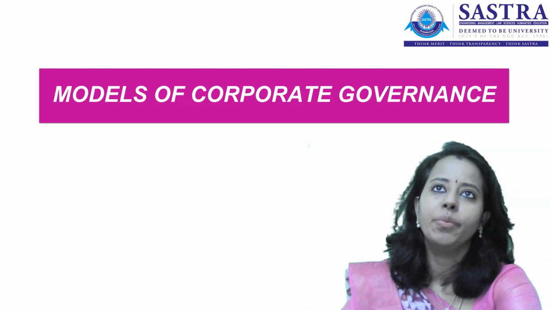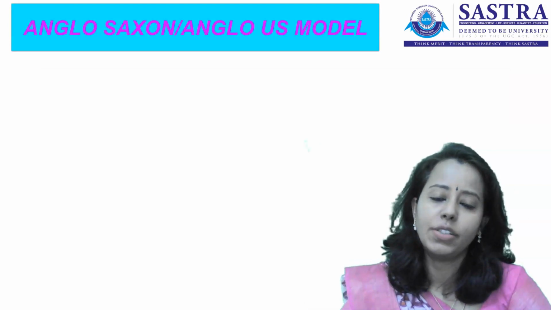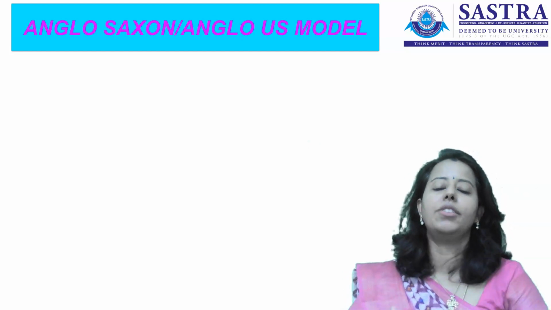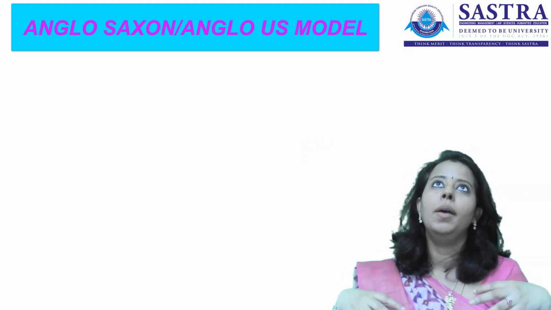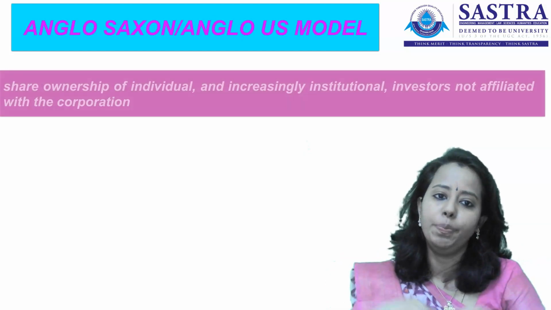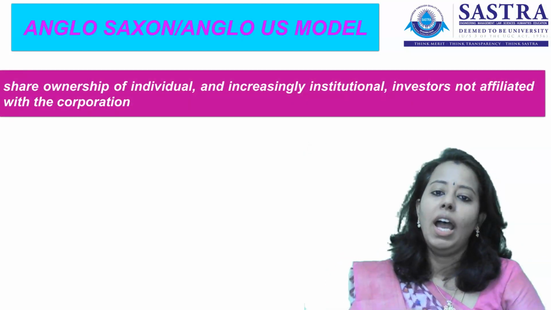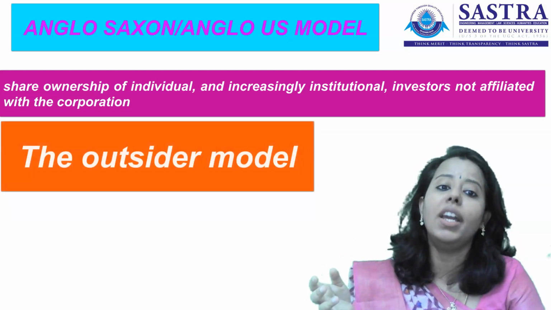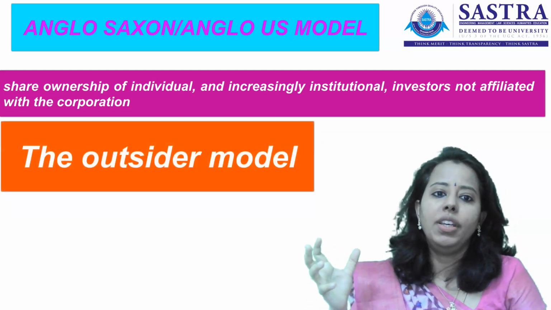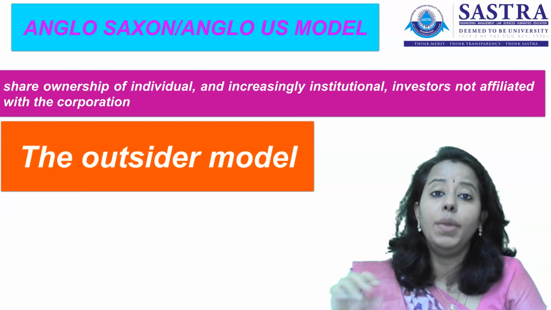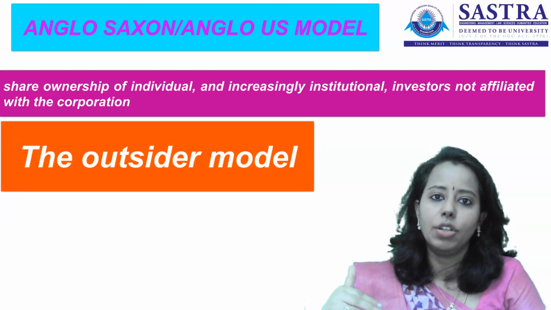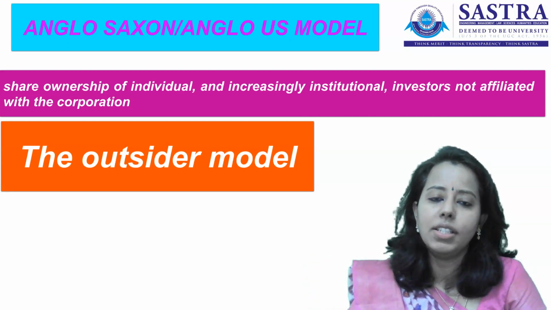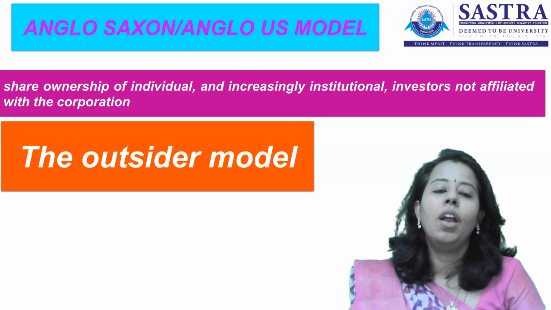The first model is the Anglo-Saxon model, or the Anglo-US model. We characterize this model by the ownership of individuals and, increasingly, institutions. This model is also known as the outsider model. Here investors are not affiliated with the corporation, and as they are not affiliated with the corporation, you call this an outsider model.